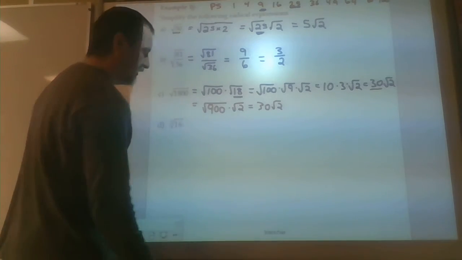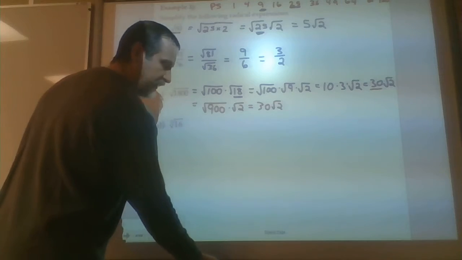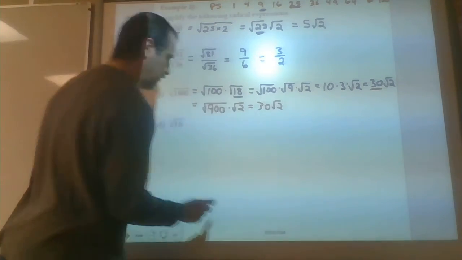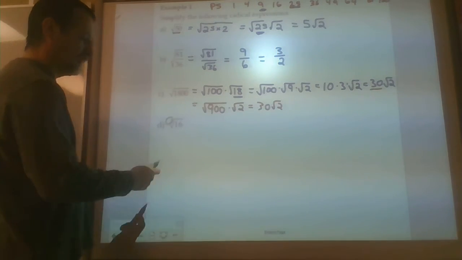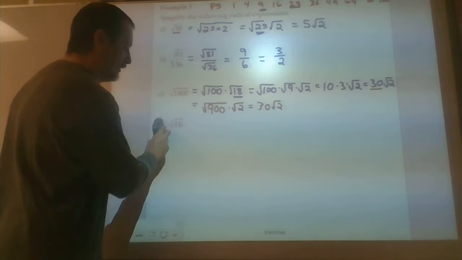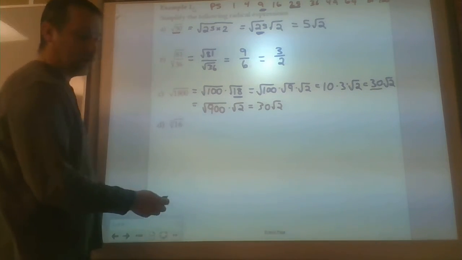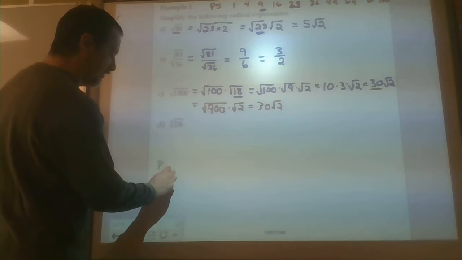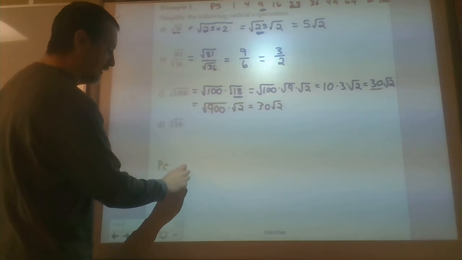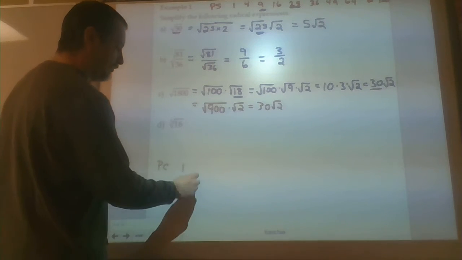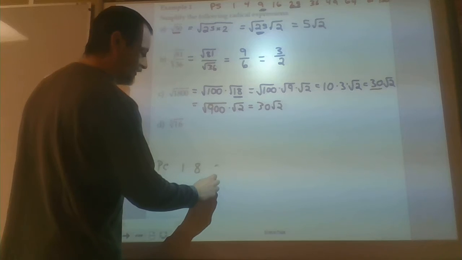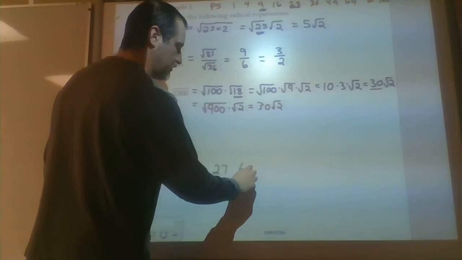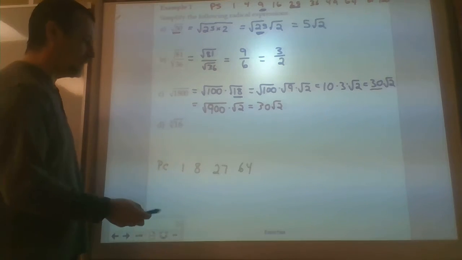One thing we have to be careful of here is that our index has changed. My index here is 3, so I'm looking for a cube root. So I need my perfect cubes to finish this one. My perfect cubes are going to be, right, 1 cubed is 1, 2 cubed is 8, 3 cubed is 27, 4 cubed is 64, and so on and so forth. Of course, I've gone way too big.